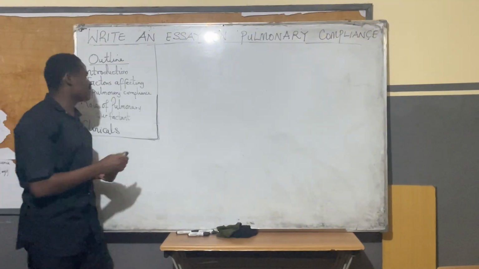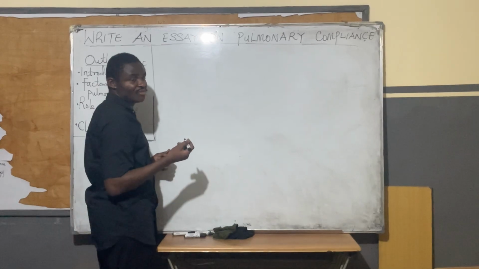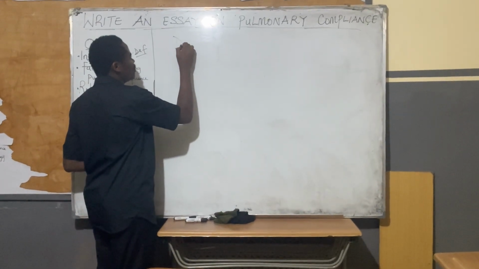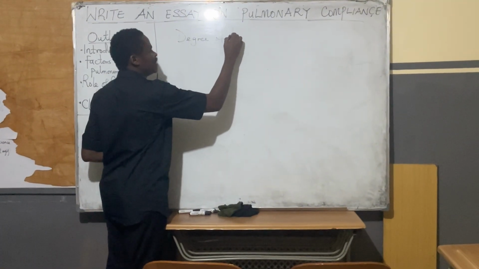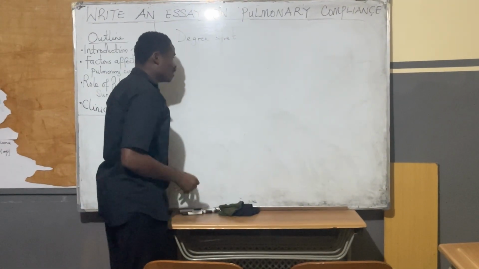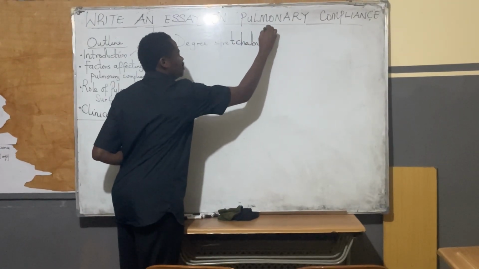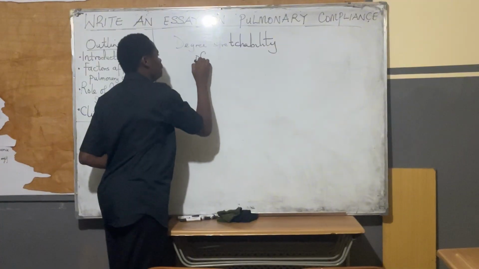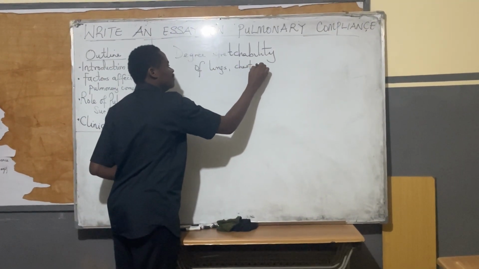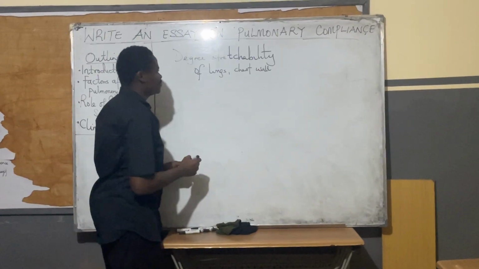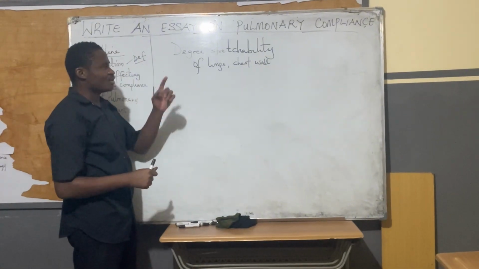Now, what will be my introduction? My introduction should simply be my definition. I'm going to define pulmonary compliance as the degree of stretchability of the lungs and the rib cage, the chest wall, or the chest cavity. So that degree where the lungs and the chest wall can stretch themselves is what we call compliance.